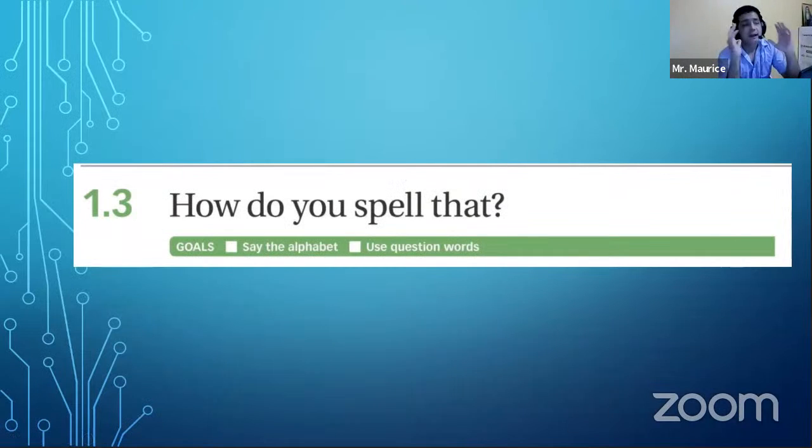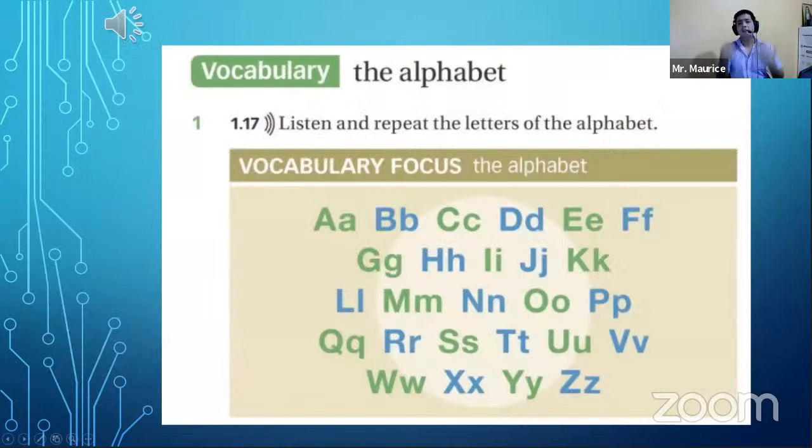Okay, so let me share again my screen. Remember, this is the question. How do you spell that? ¿Cómo deletreas eso? How do you spell that? Spell is the verb, deletrear. How do you spell that? Okay, so here we go. The English alphabet. I need someone to help me out with the pronunciation of each letter. A volunteer to help me out with the pronunciation of each letter.